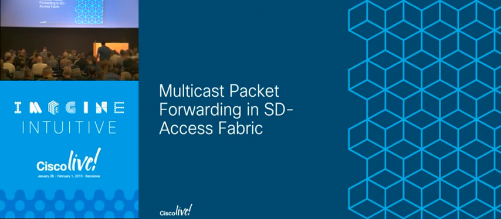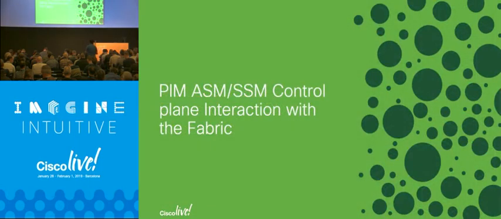So let's take a look at how multicast forwarding works in the Fabric. For multicast forwarding, the way we deploy multicast in our network today, we have 2 options, right? It could be PIM ASM, it could be PIM SSM. Now, we could also deploy PIM BIDIR, but PIM BIDIR is actually not supported on the SDA network.